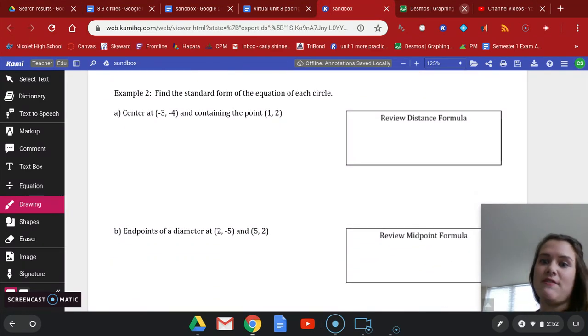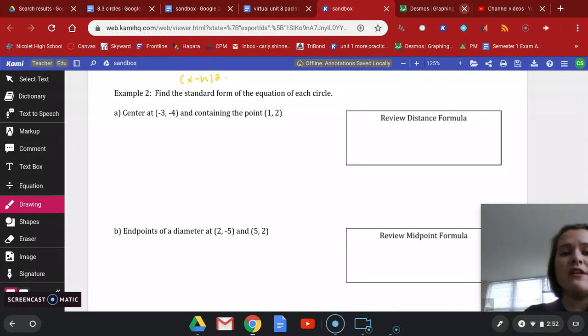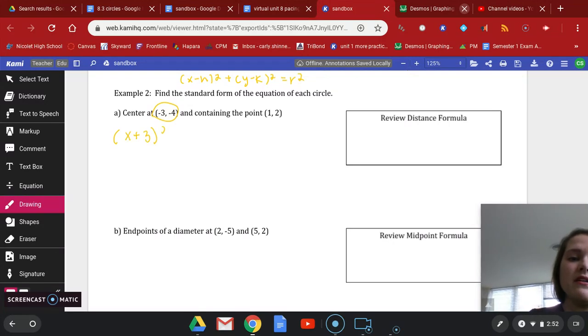But what if it's not given to you in standard or graphing form? So we want to find this equation using the information that is given to us, okay? So center at (-3, -4). Okay, so right away I'm going to go opposite and start to build my equation. But I don't know my radius. All I know is that the circle contains the point (1, 2).